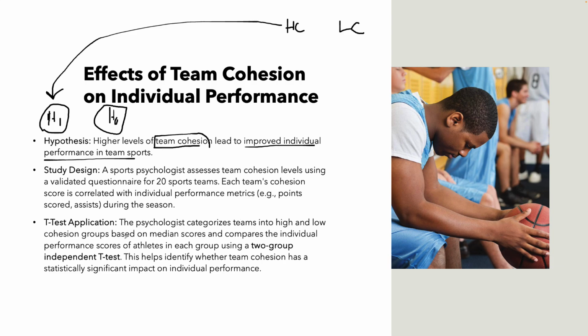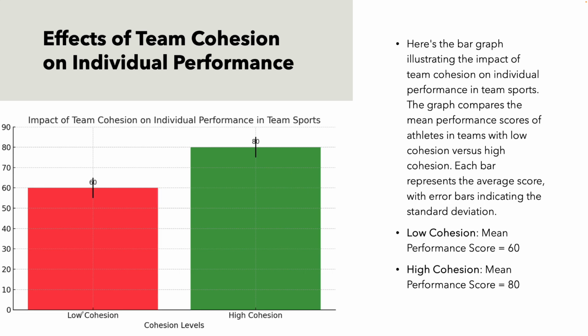So we are going to categorize them into high and low. We're going to look at the mean scores and compare the individual performance scores of athletes in each group using a 2-group independent t-test. I get all of this and plot it out. Low cohesion, high cohesion, and over here I am looking at individual increases in performance. You can see that there is probably a statistical difference here between low cohesion and high cohesion.